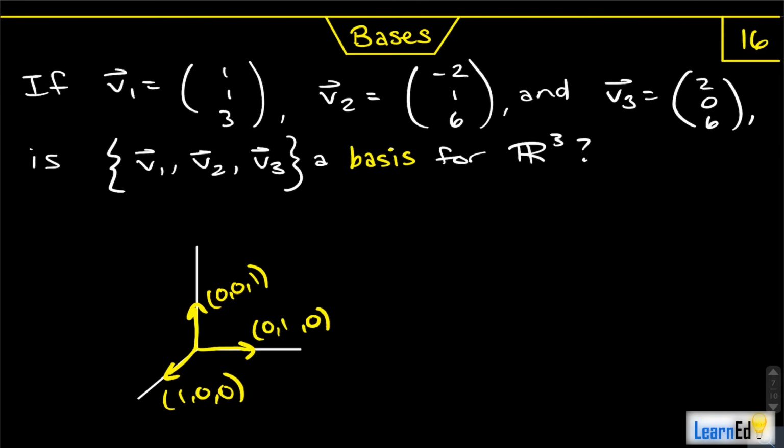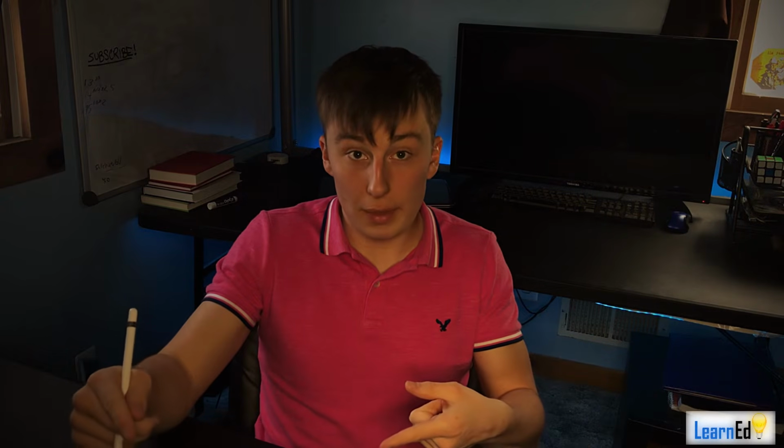Okay, these vectors form a basis for R3. Why? Because they span R3, right? You can take any linear combination. And if you take all possible linear combinations, they can describe any point in R3. So that's the idea of a basis. They span R3, so they're a basis for R3.